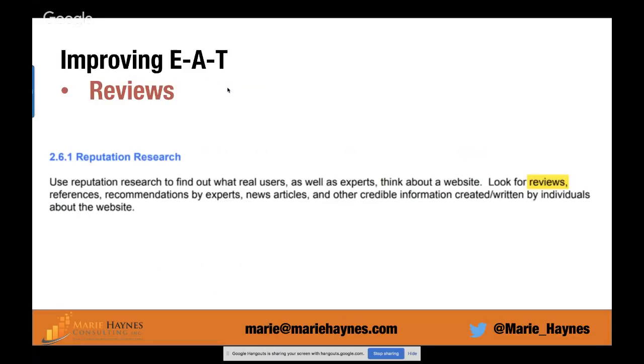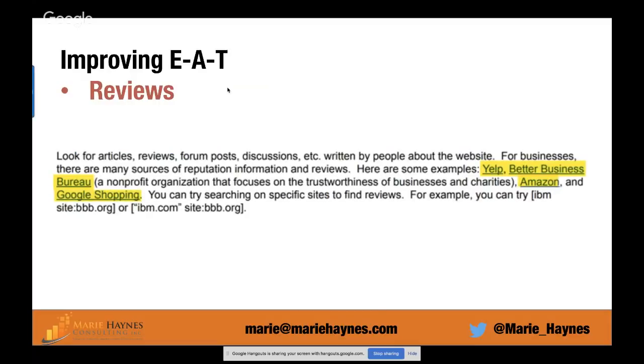So here's how the quality raters are instructed to find this information. And we think, now we don't know exactly how Google is doing this algorithmically, but this is the process that the raters are told to use in order to assess whether the algorithms are doing their job. So the first thing is they're told to look for reviews. And they're specifically told to look for reviews on sites like Yelp, the Better Business Bureau. If it's an e-commerce site, then Amazon, Google Shopping.